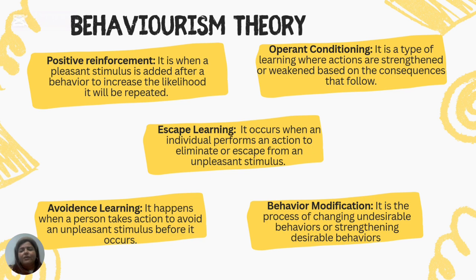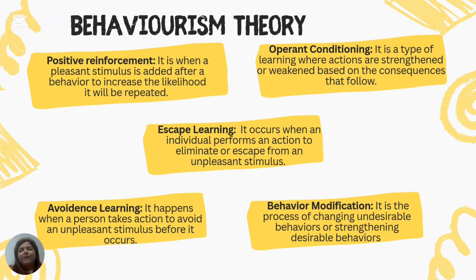Escape learning. It occurs when an individual performs an action to eliminate or escape from an unpleasant stimulus. For example, turning off a loud sound to stop hearing it. Avoidance learning. It happens when a person takes action to avoid an unpleasant stimulus before it occurs. For example, taking a different route to avoid a traffic jam.